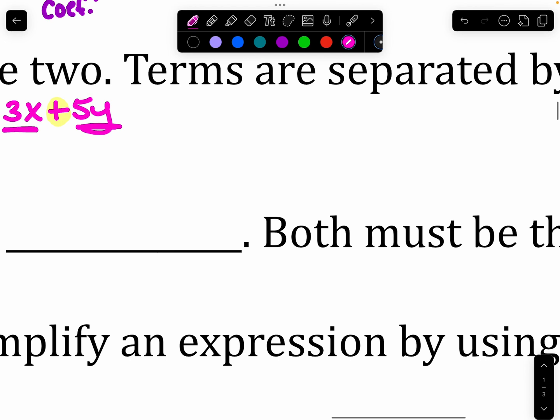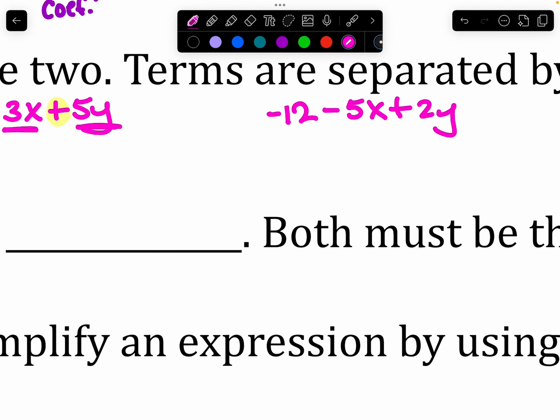I could do another example. I could say, negative 12 minus 5x plus 2y. That's going to be three terms. You've got a term here, a term here, and a term here, and those are separated by addition and subtraction signs. So those are going to be three terms. And remember that terms do not have to contain a variable. They just can contain a variable. They can either have a variable, they can be just a number, or they can be both a number and a variable together.